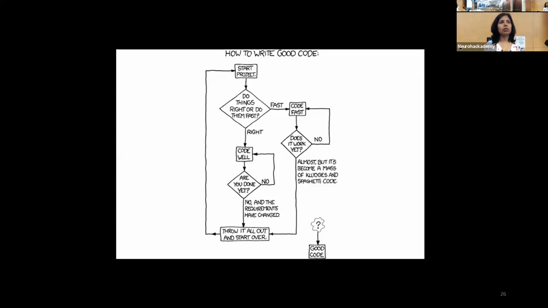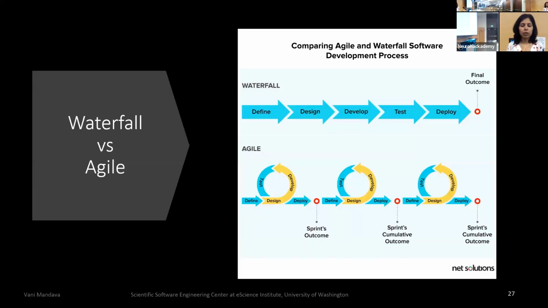Oftentimes the code is just good enough to last the lifetime of that paper publication, and then it gets thrown away, right? If you are interested in building software that sustains and that will be helpful to your community and that can outlast the paper publication, it is really important to start with the mindset of how you're going to do that using some of these techniques.